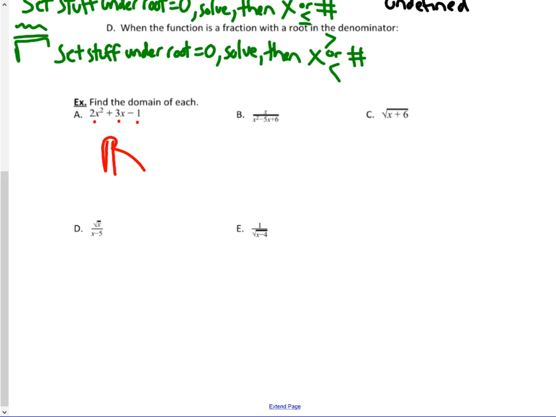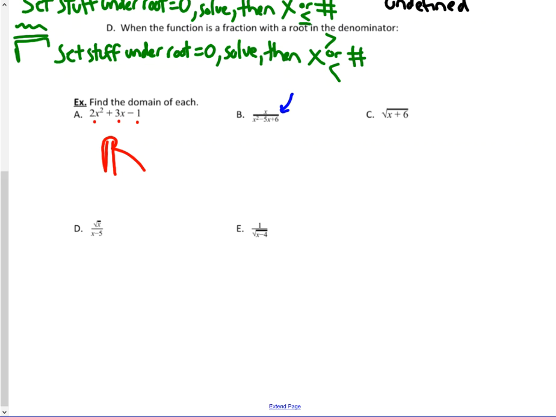There is nothing limited. We can plug in any number for x, and we're not going to get an error in our calculators. We're not going to get undefined. B, however, is a little bit different. So B, we have x over x squared minus 5x plus 6. Uh-oh. We've got stuff in the denominator. We've got some x's in the denominator.